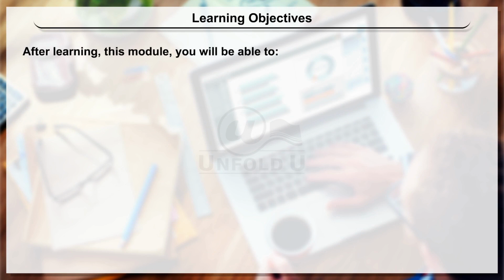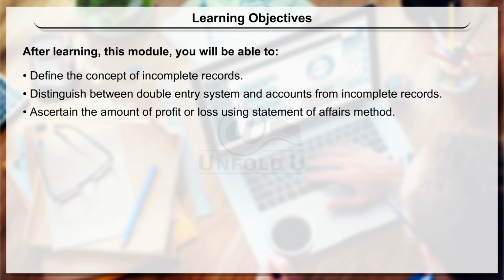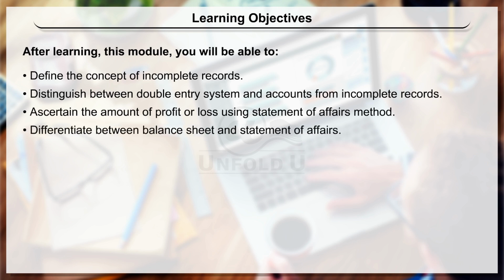Learning objectives. After learning this module, you will be able to define the concept of incomplete records, distinguish between double entry system and accounts from incomplete records, ascertain the amount of profit or loss using statement of affairs method, differentiate between balance sheet and statement of affairs, prepare statement of affairs using given data.